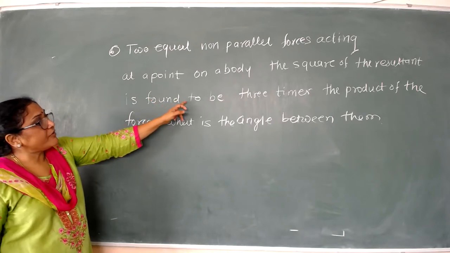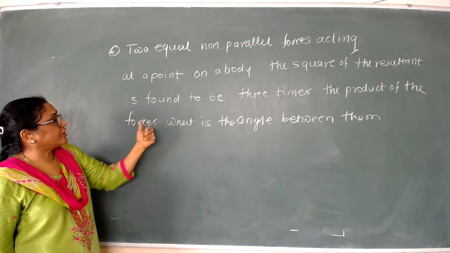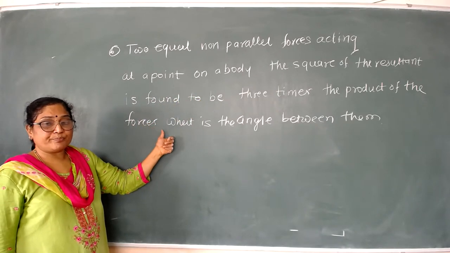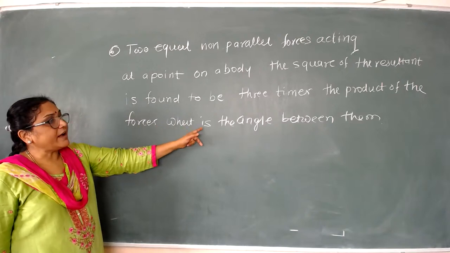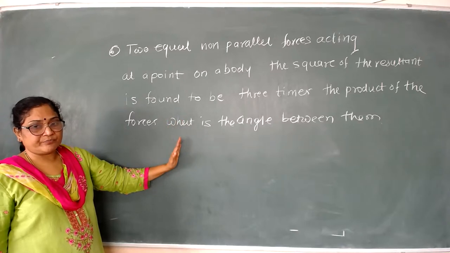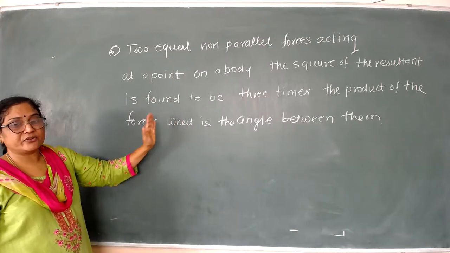The square of the resultant, that is R square, is found to be 3 times the product of the forces, that is 3 into P into P. What is the angle between them? Means find out the theta. The question is given, find out the theta.